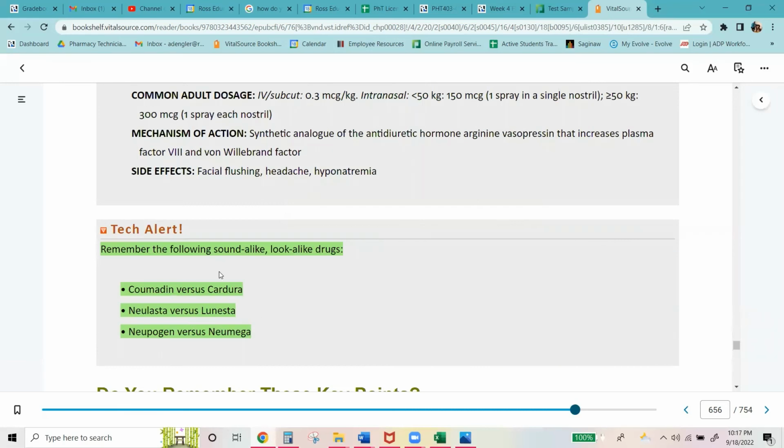And remember the following sound-alike look-alike drugs: Coumadin versus Cardura, Neulasta versus Lunesta, and Neupogen versus Nuedexta.